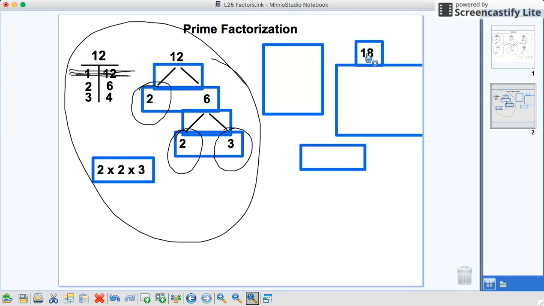Welcome back. So I would like you to make a factor tree using 18. Pause the video and make your factors of 18. Welcome back. You should have had a factor tree of 1 and 18, 2 and 9, and 3 and 6. Pause the video and do your prime factorization with 18.